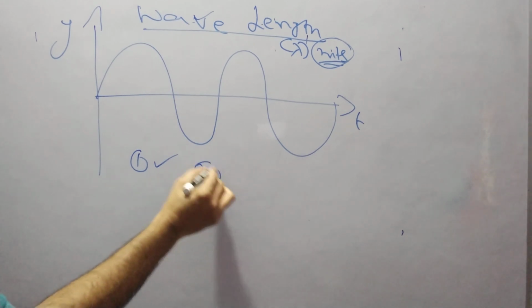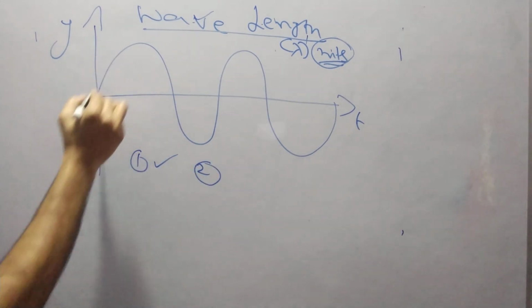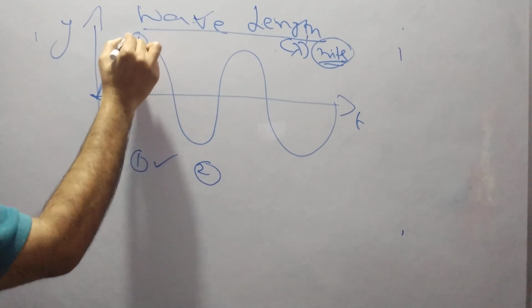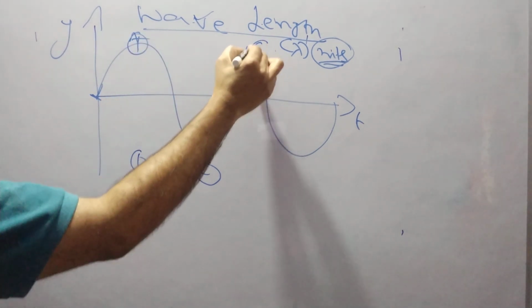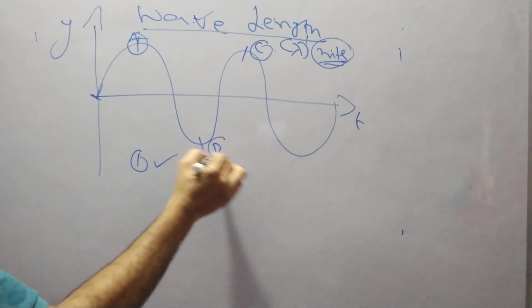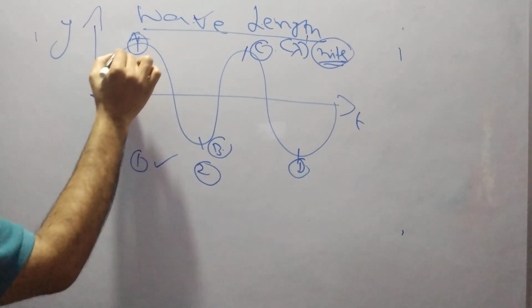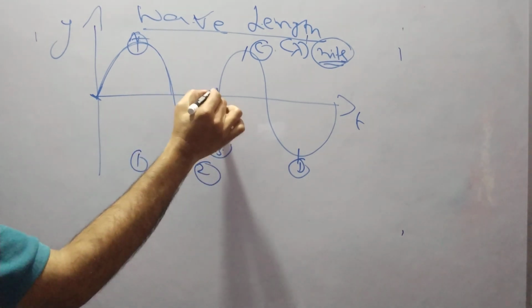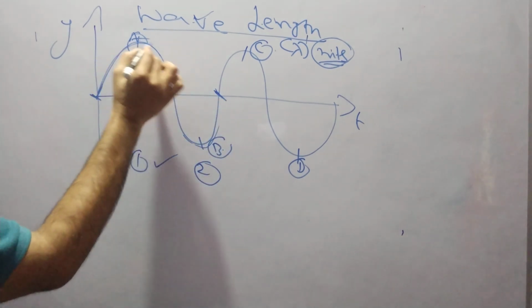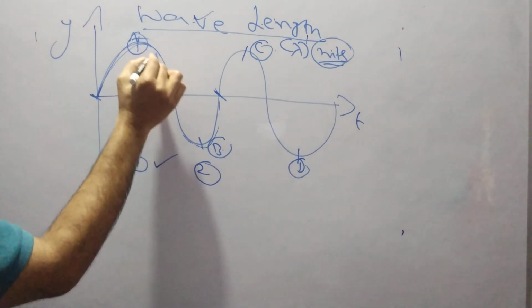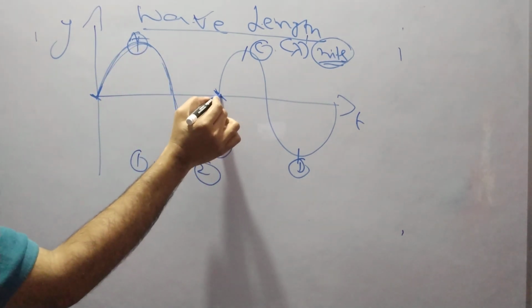What is the second definition? This one. It should have one crest and one trough. This is A, this is C, this is B, this is D. So one crest and one trough, with starting and ending points on the mean position. This is the complete one cycle of a wave. So the length of one complete cycle of the wave is wavelength.